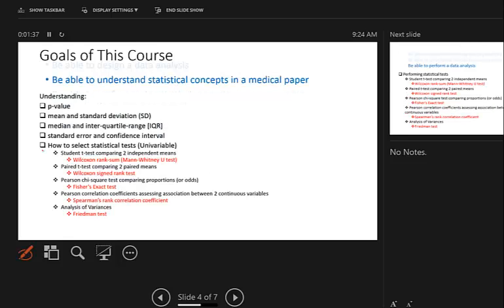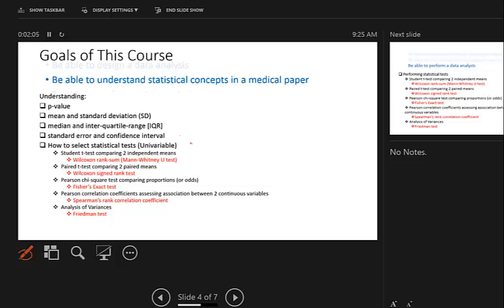And then second, be able to understand statistical concepts in the medical paper. So I'll be introducing you this morning to the concept of p-value, and what is the difference between mean and median, and what's the difference between standard deviation and interquartile range, and what is the difference between standard error and confidence interval, and how to use them. Okay.